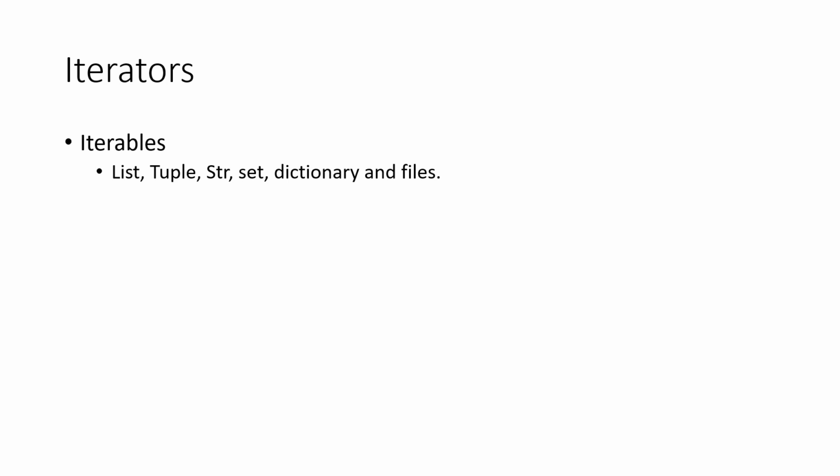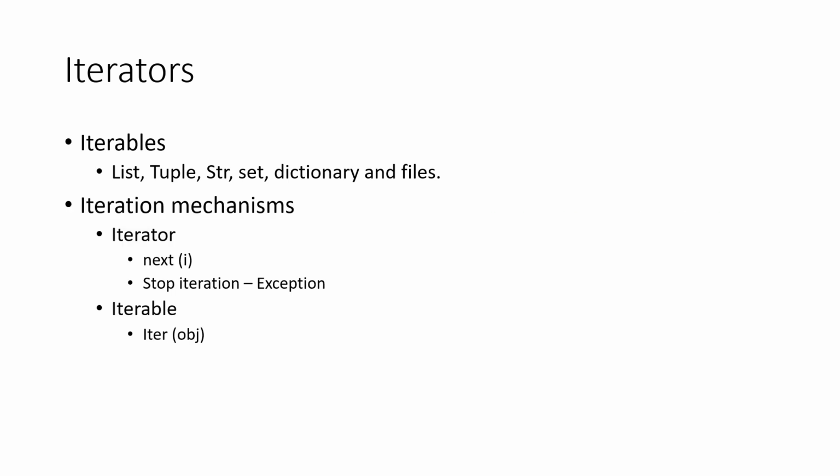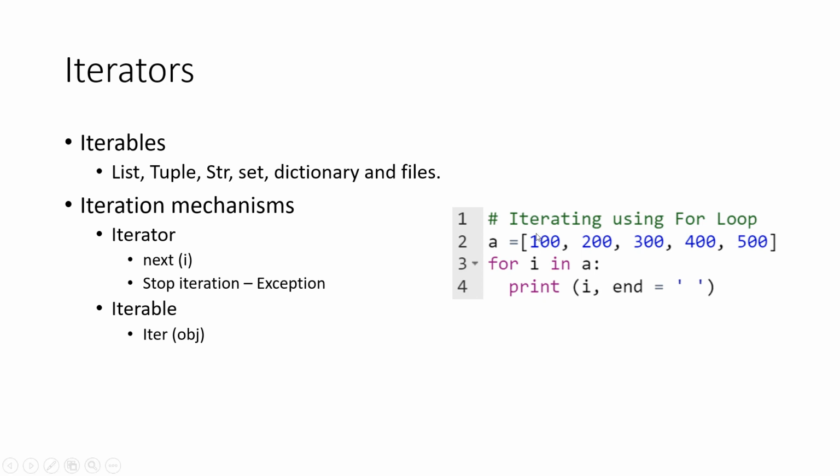So for iterating, what do we generally use? We use a kind of for loop, right? We use a for loop for iterating any sequence. So how do we write such a for loop? You will be able to see that iteration is done using a for loop for any sequence. Let's say A is a sequence, a list, having elements 100, 200, 300, 400, and 500.